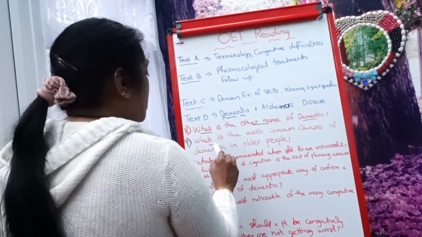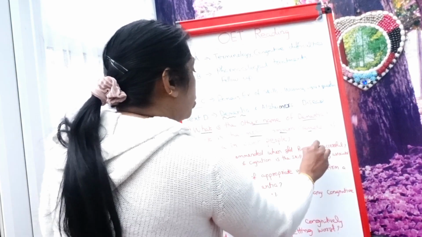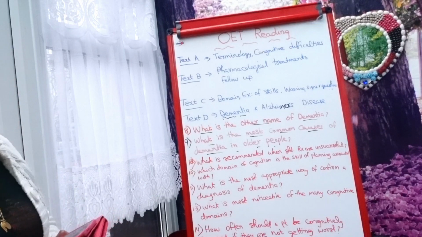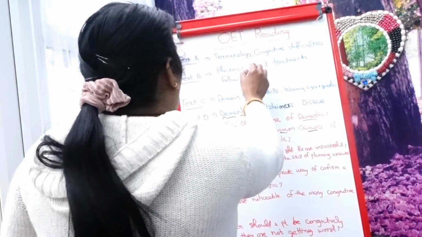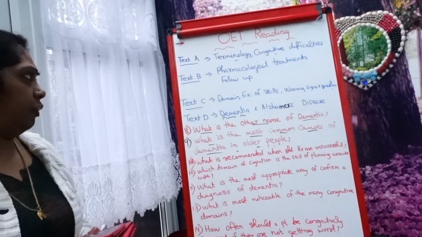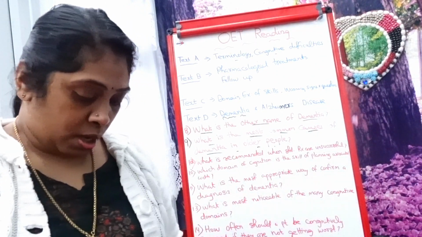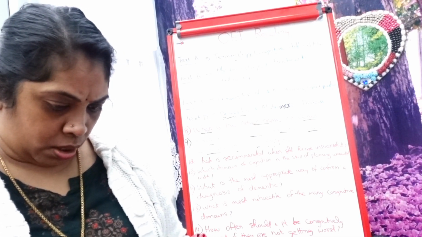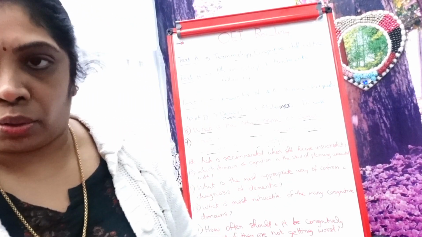So the keyword I'm underlining. What is the most common cause of dementia in older people? Hopefully we will get it from dementia or terminology or cognitive difficulties. Anyway, we will go to text D first, then if you need we can go to the other one. When you are reading you will understand.